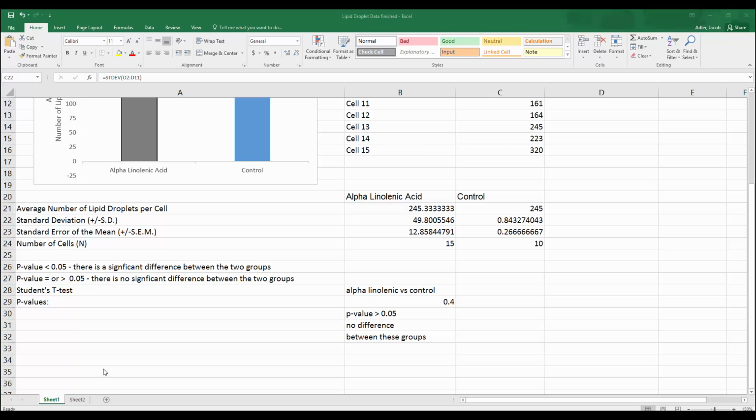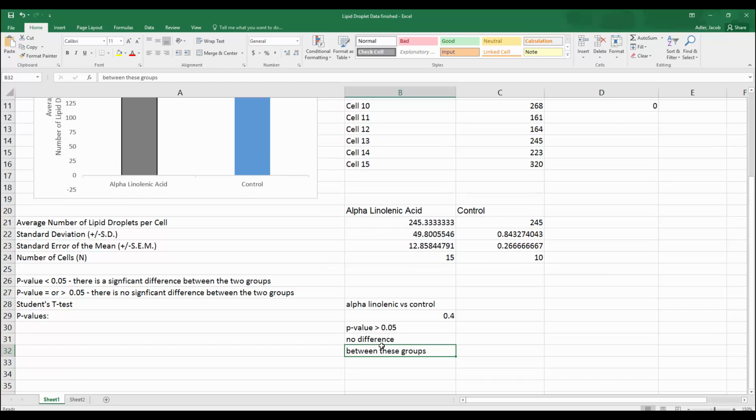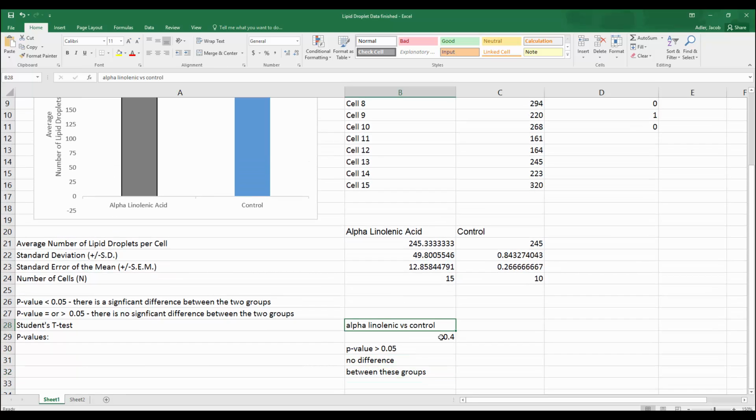So one last consideration here. What if your p-value is greater than 0.05, 0.4 here? Well, we know that means there's no difference between the two groups that we're comparing here, right? In this case, alpha-linolenic acid versus control. So how do you show that in your graph?